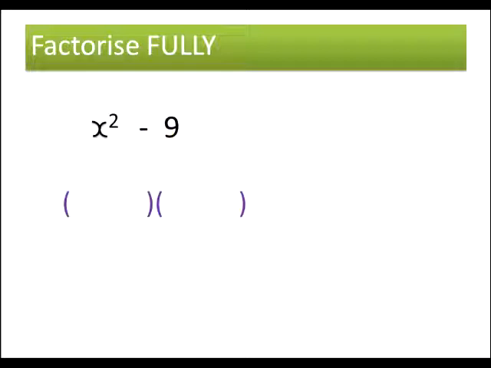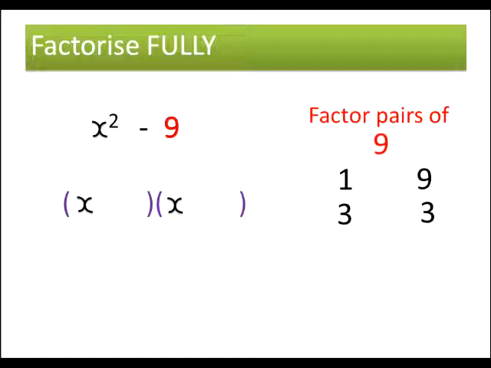So it's actually a two-bracket problem, just like before, and we're going to put an x and an x at the start of each one, because we know that when we expand them, no matter what method you use, that's going to get you x squared. And just like before, we're going to look at the constant term, the number on its own without any x's. We're going to write down the factor pairs of it. So we have 1 times 9 and 3 times 3.